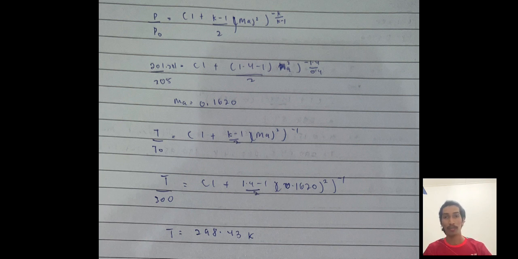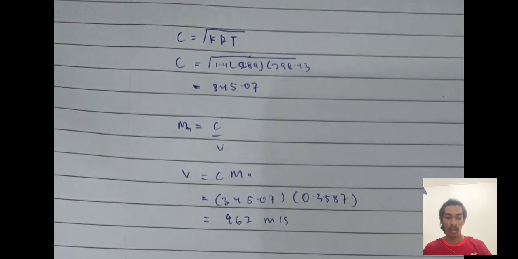Next, we will find the T. This is the calculation. Okay. Next, we will find the velocity. We will find the C first. C equals the square root of K R T, and then we will continue with the next formula, which is M equals V over C. So we get the first V, 962 meters per second.